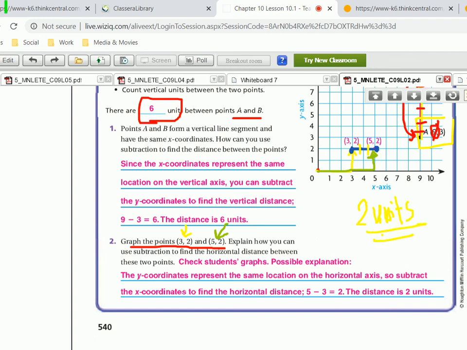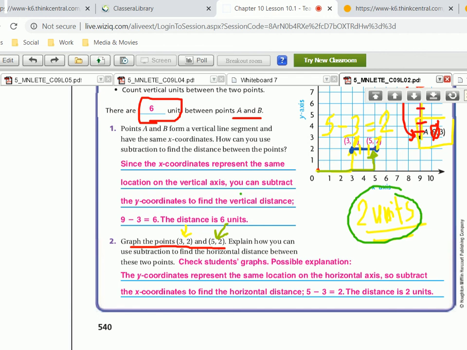But if you want to get the number without counting, the length of this line will be: cancel the same numbers, 2 and 2, okay, and subtract the different numbers. 5, the big one comes first, so it will be 5 minus 3 equals 2. The same answer here. So we have the same answer.